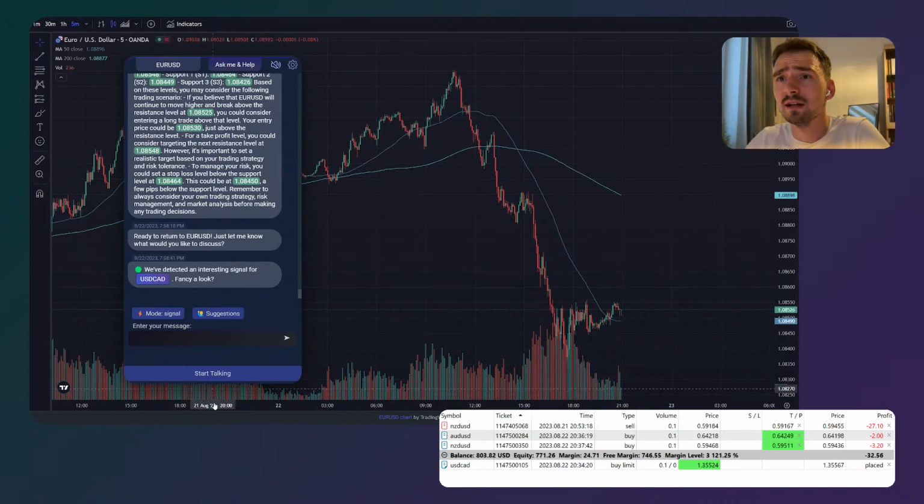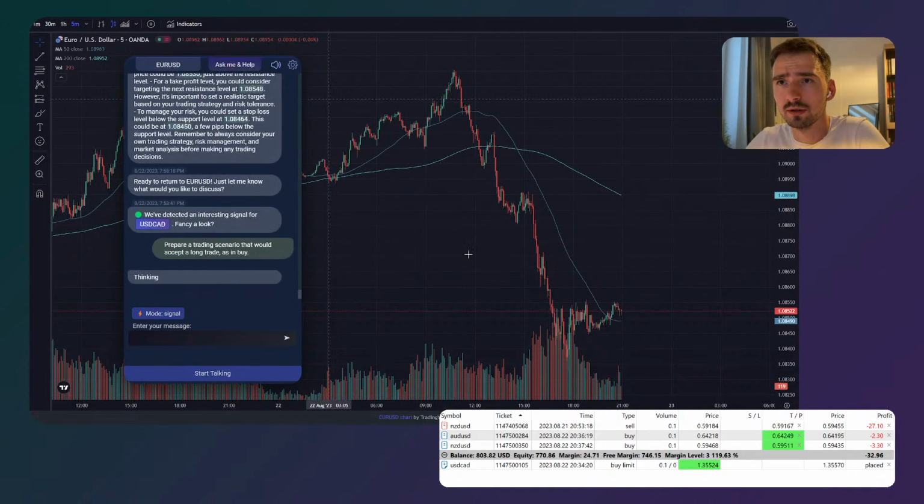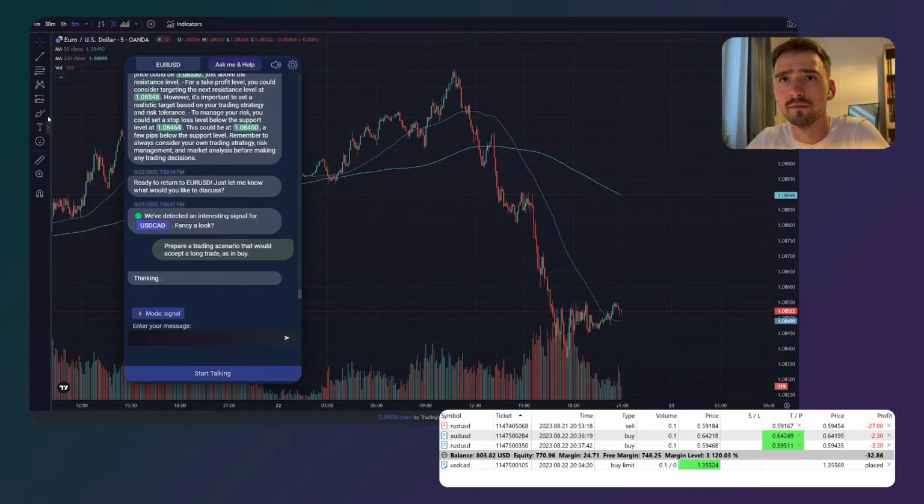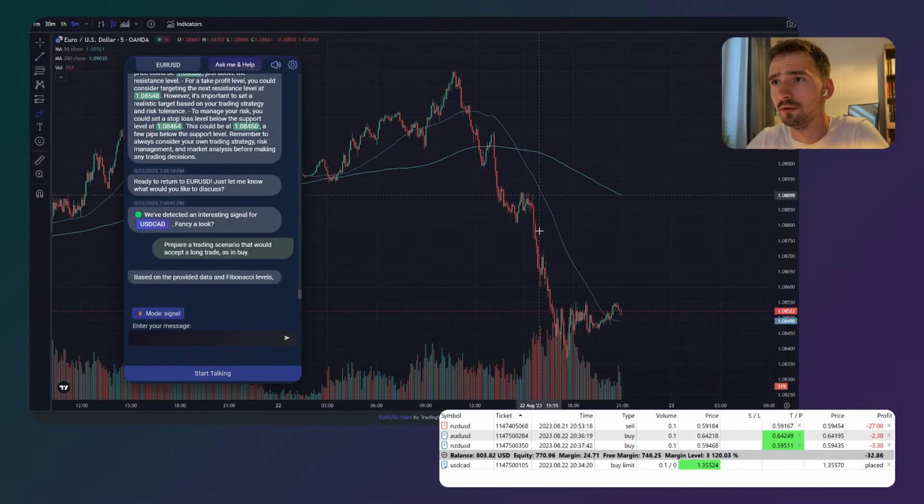I wanted to ask here, prepare a trading scenario that would accept a long trade, as in buy. Because I want to do buy here. I think there's potential to do a little bit of a pullback here.